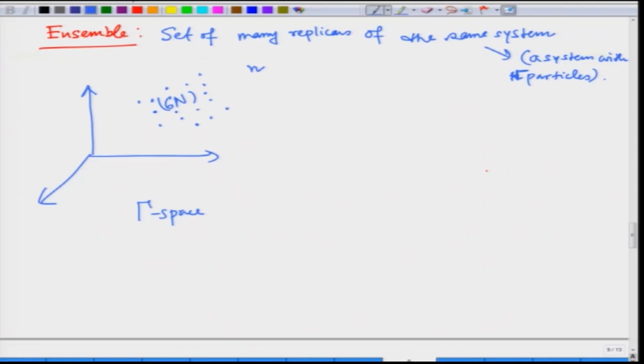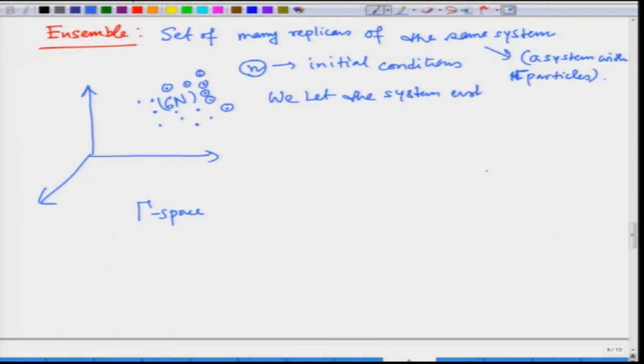What is the meaning of that? Basically, we are creating small n number of collections of 6N values. That means we are creating small n number of initial conditions, and we let the system evolve. This is in terms of gamma space. Every member of the ensemble will then take a path of evolution.